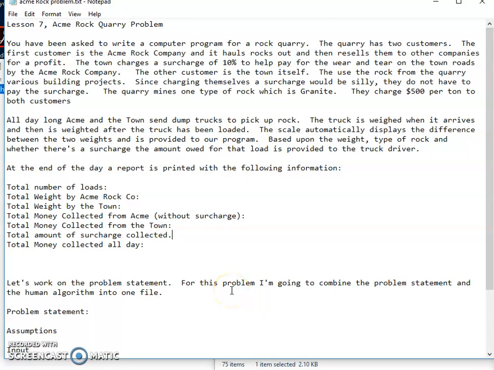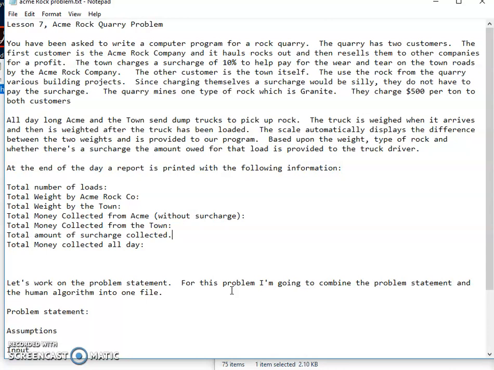We have to do the problem statement for the Acme quarry problem. There's a quarry, and we have trucks coming from two different entities. The first entity is the Acme Rock Company, which is a for-profit company, and then we have another one that is the town.